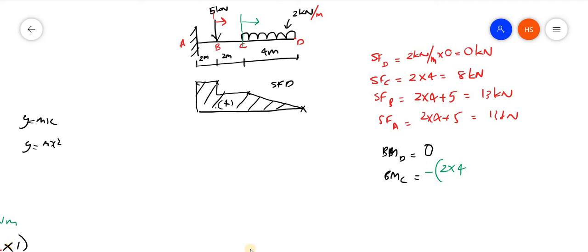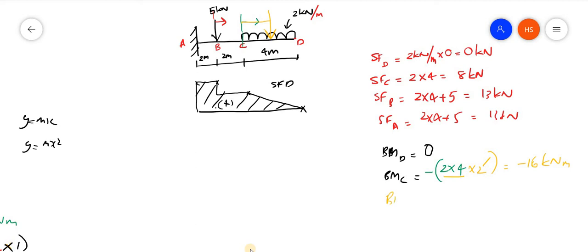And where will it be acting? This will be acting at the center. That is our assumption. And what will be the distance? It will be the distance from C to the center of the total load. That will be 2. So 2 into 4 into 2. This is the load into perpendicular distance. So what will be the answer? 8 into 2, minus 16 kilonewton meter.